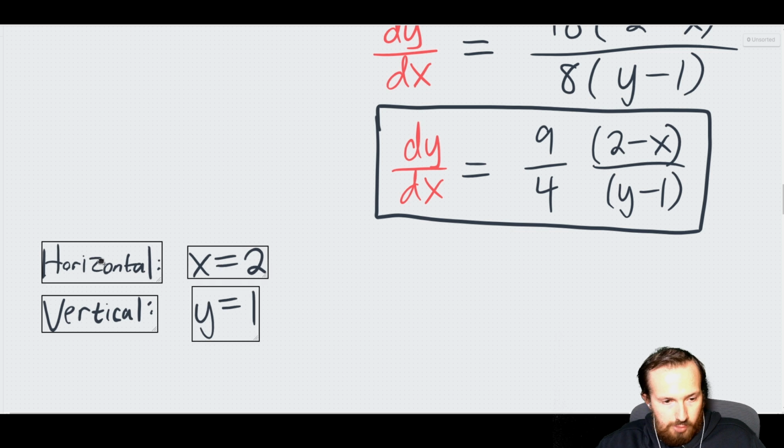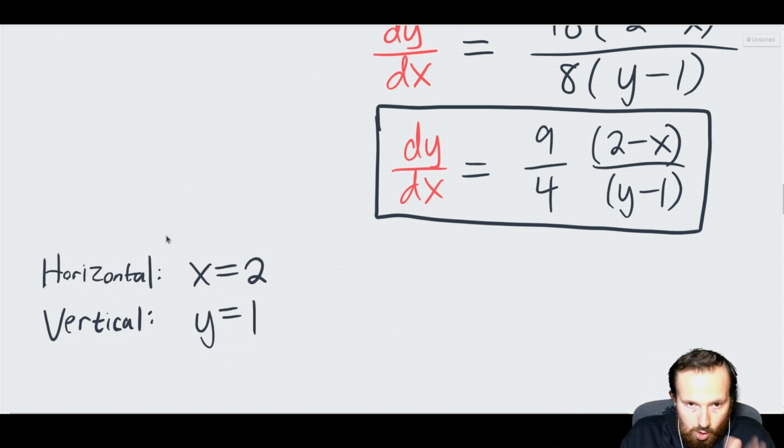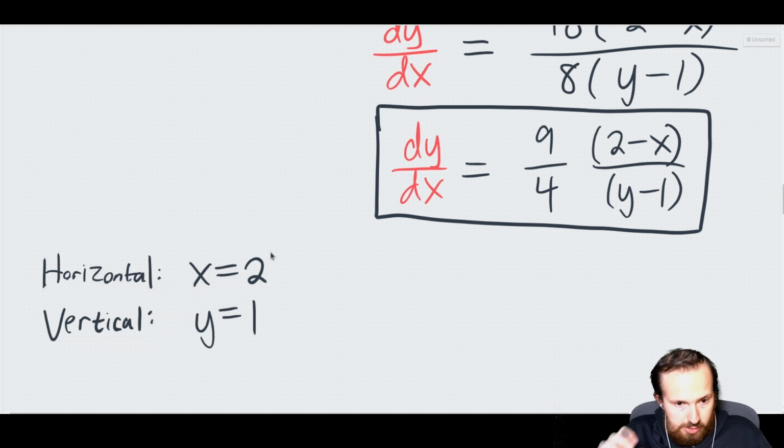So these are kind of our two constraints, so to speak. Whenever x is equal to 2 on the implicit curve, we should have a horizontal tangent line. And whenever y is equal to 1 on the implicit curve, we should have a vertical tangent line. But again, this problem didn't ask for the x or y values when it happened. It asked for the exact point, so like x comma y. So we still need to find that. So let's think about how we would do that.